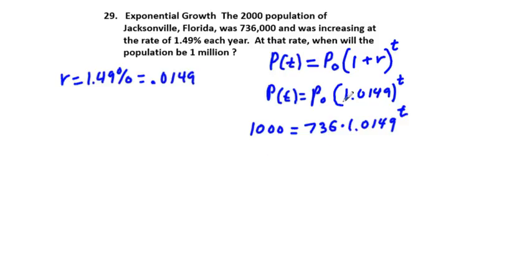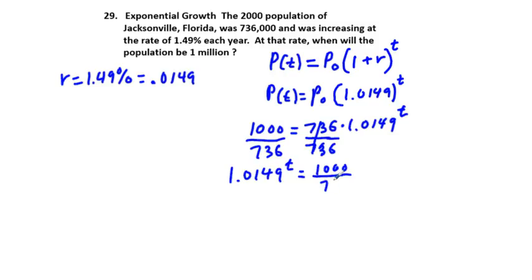And so let's go ahead and solve for t. We're going to try to get t by itself. And we have t over here with this 1.0149. But if we divide both sides of this equation by 736, we have a cancellation on the right. We get 1.0149 to the power of t equals this fraction, 1,000 over 736.